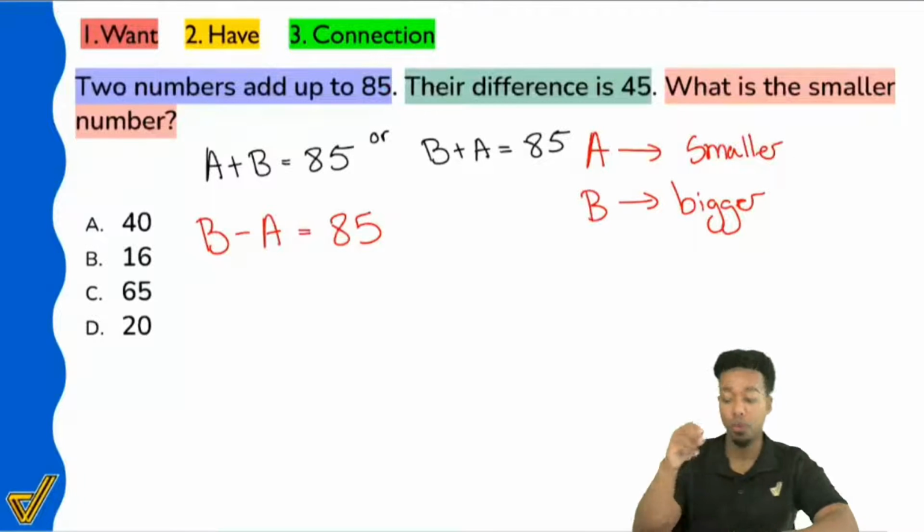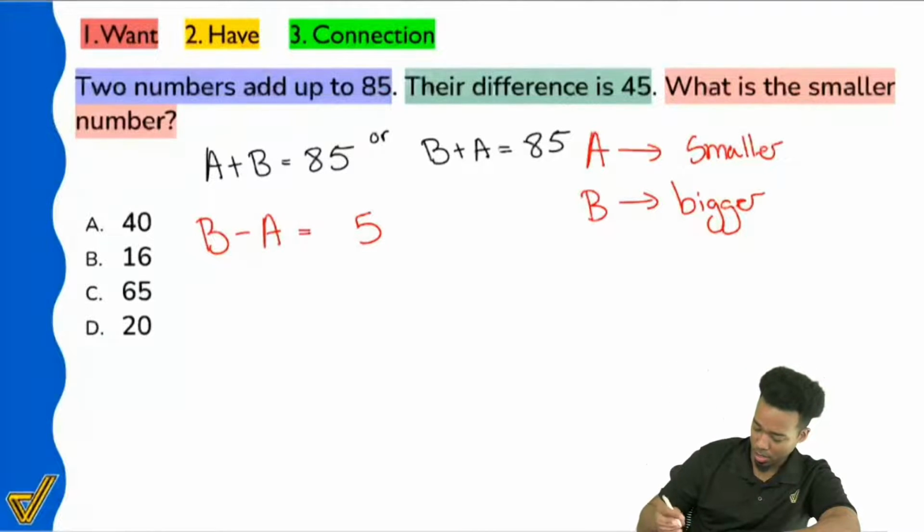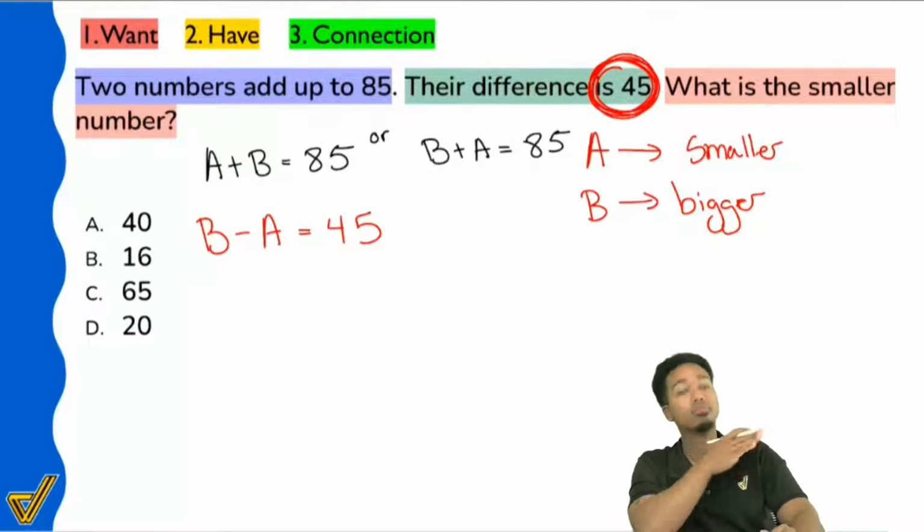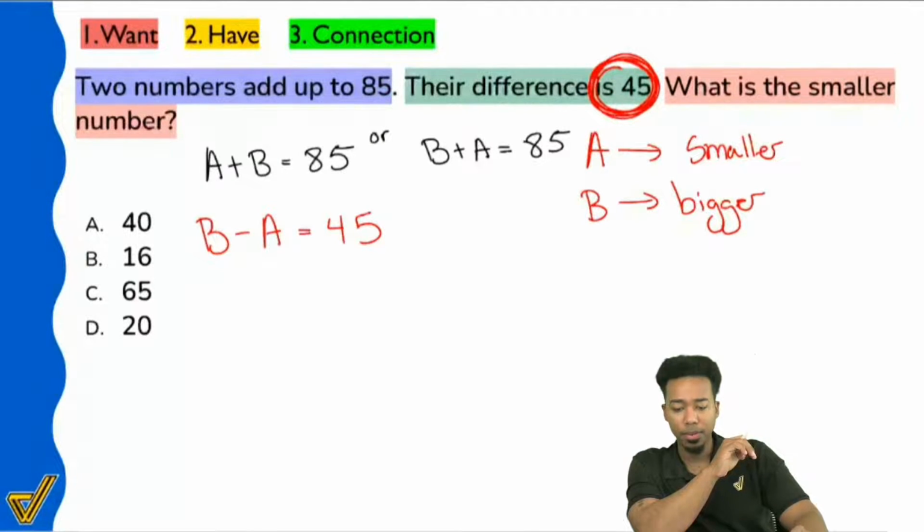Oh, excuse me. Let me write that 45. Thank you for that. Appreciate that. That's 45. B minus A is 45. I'll correct that right there. Appreciate that. Feeling better about it.